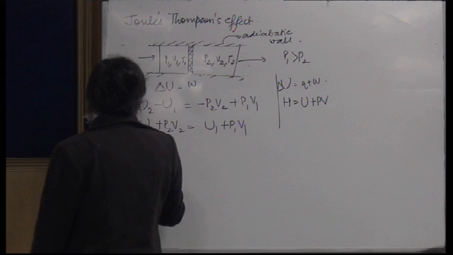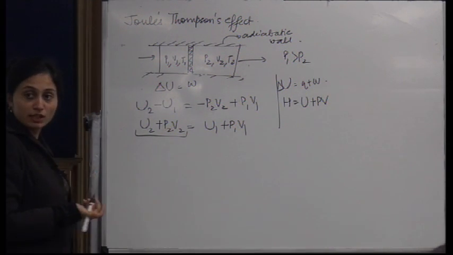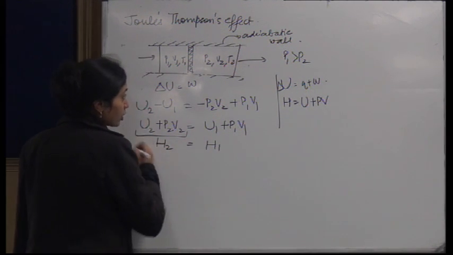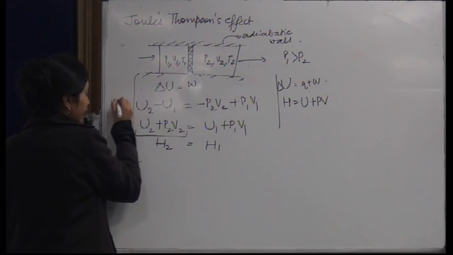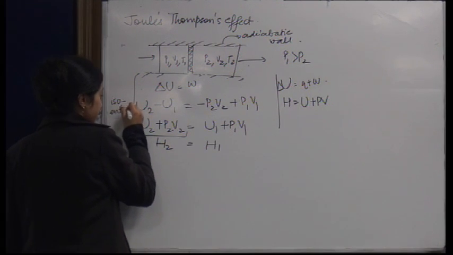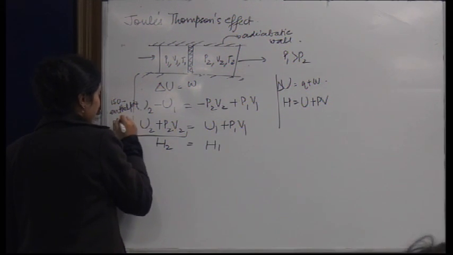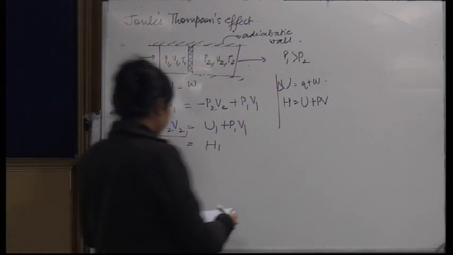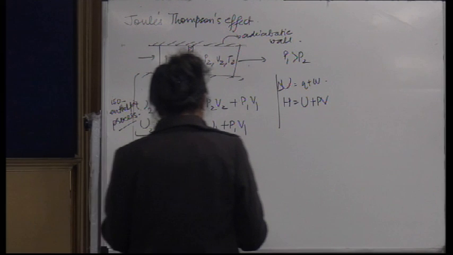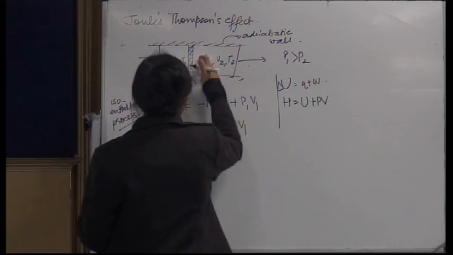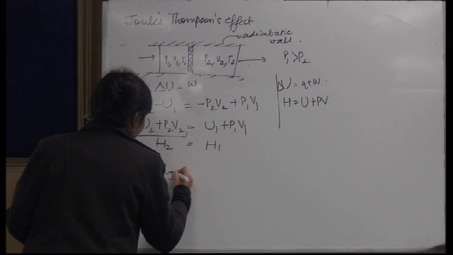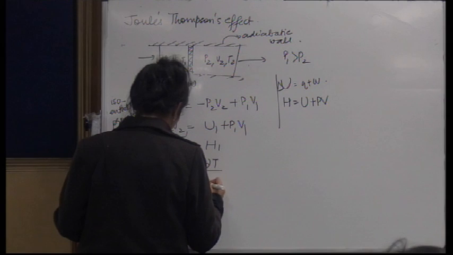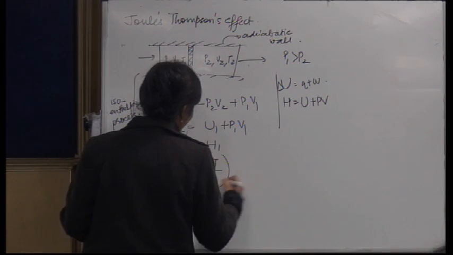So now here, this U2 plus P2 V2 will be equal to your H2, and this will be equal to your H1, which means that this entire process was an isoenthalpic process. Alright, and I'll just put the final results now. In this case, what we had was another kind of a coefficient, that is the Joule-Thomson coefficient, which can be written as change in temperature with change in pressure at constant enthalpy.